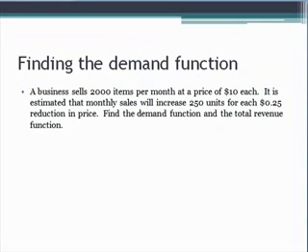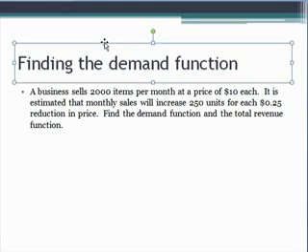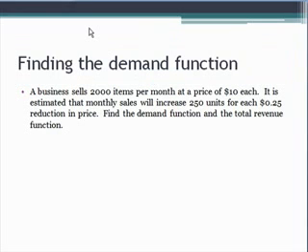Okay, so a business sells 2,000 items per month at a price of $10 each. It is estimated the monthly sales will increase 250 units for each $25 reduction in price. So we want to find two things: the demand function and the revenue function.